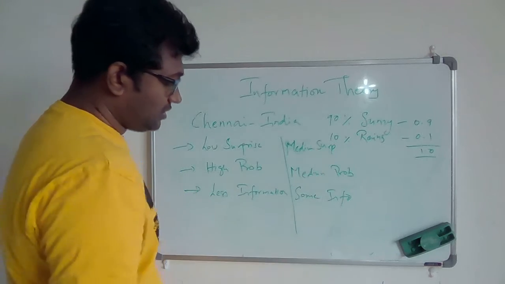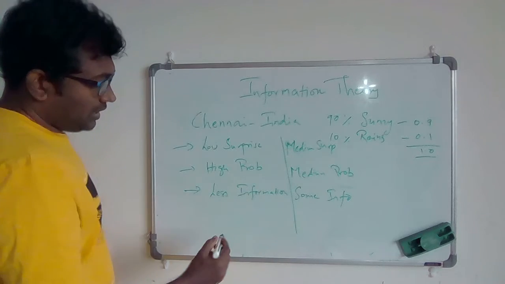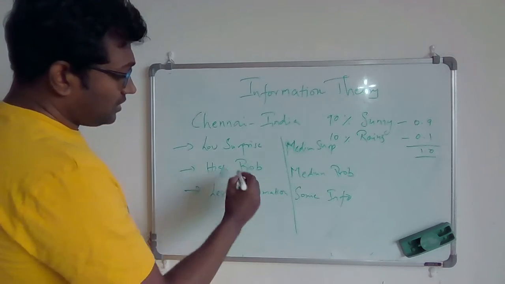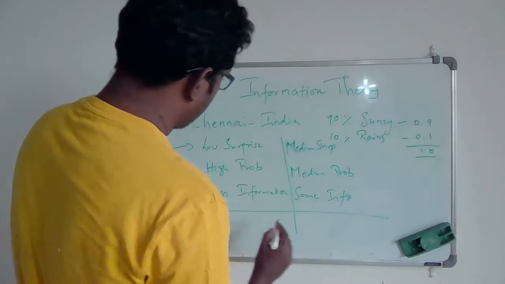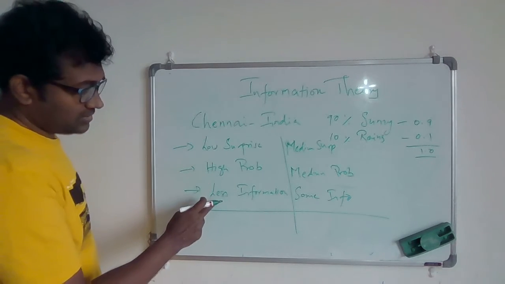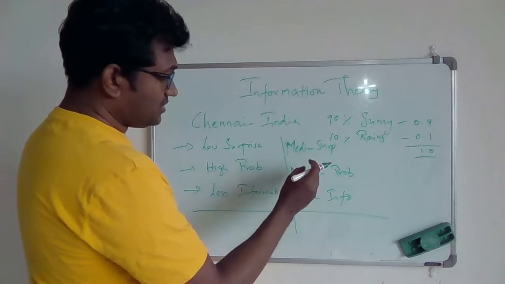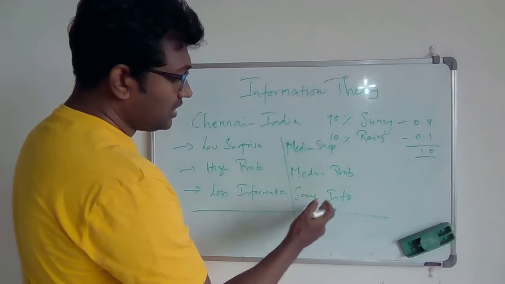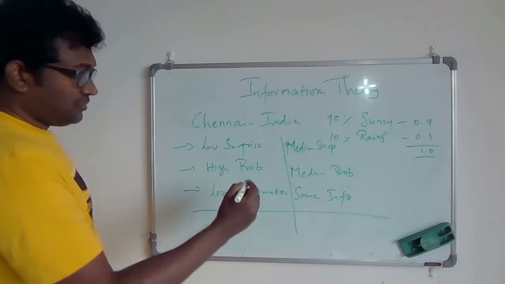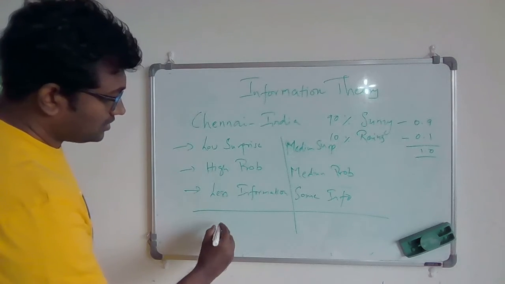It has some information. So now if you connect the dots, anything which has low surprise and high probability has less information. Anything which has some surprise and a probability which is not in the higher range has some information. So if you want to quantify this into information, this is what it is.